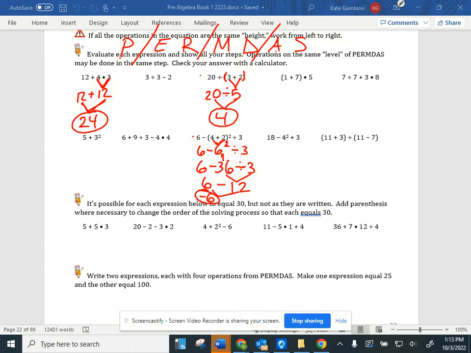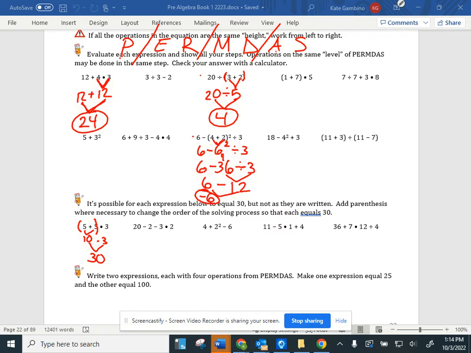So let's look at our first one. 5 plus 5 times 3. What do you think we have to do to make it equal 30? Where can I put parentheses? Priya? You put parentheses around the 5 plus 5. 5 plus 5 is 10 times 3 is 30. So if we have 10 times 3, because 5 plus 5 is 10, times 3, every single one you should be able to work down to equal 30.